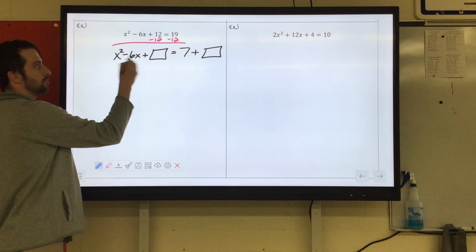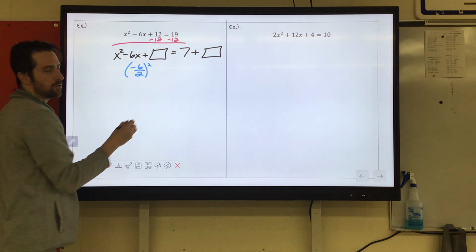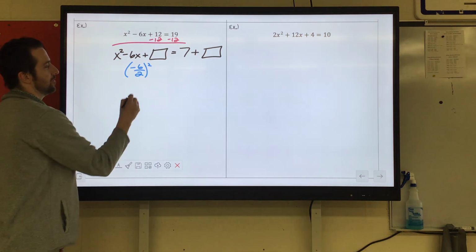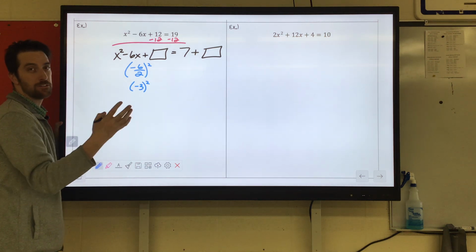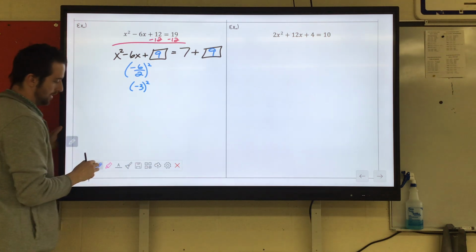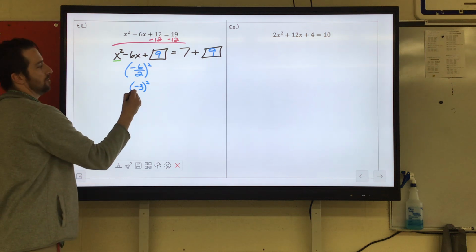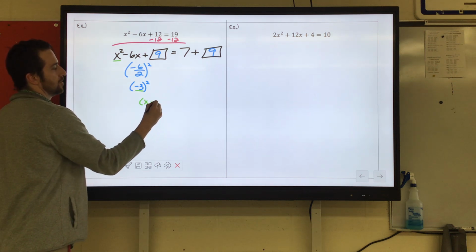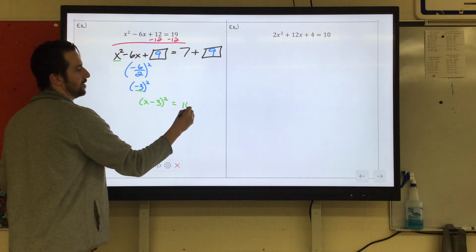We'll take our b, which is negative 6 in this case. We'll divide it by 2, and we'll square it. Negative 6 divided by 2 is negative 3. Negative 3 squared is positive 9. Positive 9, positive 9. By doing that, we can factor the left side into x minus 3 squared. The right side, 7 plus 9 is 16.